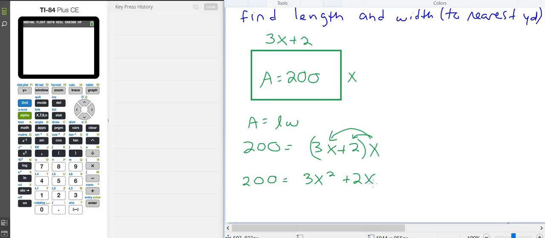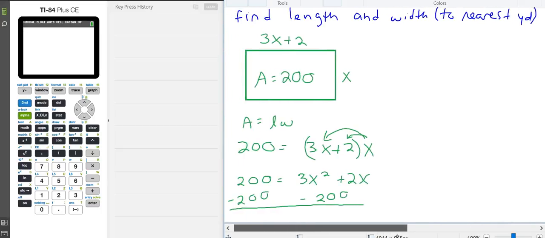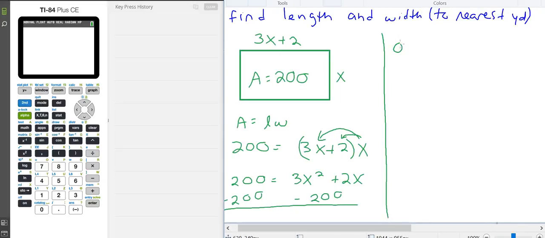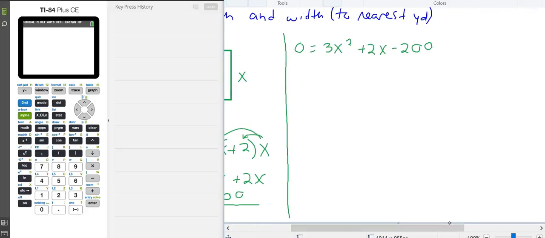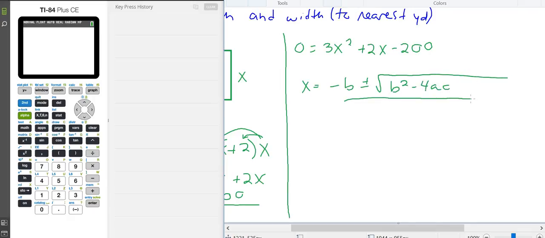And whenever we're solving a quadratic equation, we want to have 0 on one side and everything else on the other side. So we're going to subtract 200 from both sides. 0 is equal to 3x squared plus 2x minus 200. And now we need to solve this like a regular quadratic equation. Let's do it using the quadratic formula. x is equal to negative b plus or minus the square root of b squared minus 4ac over 2a.